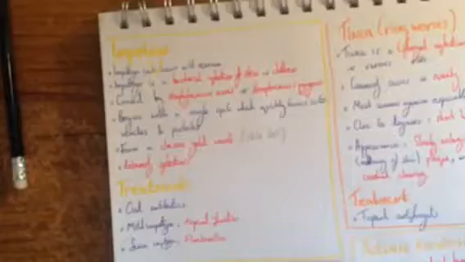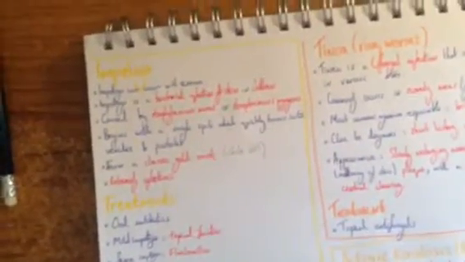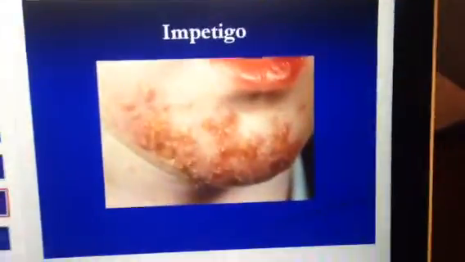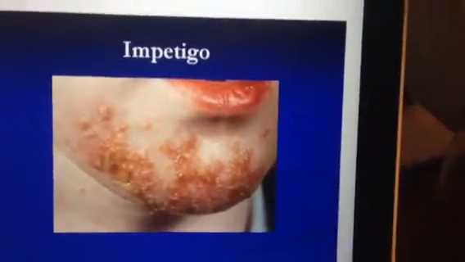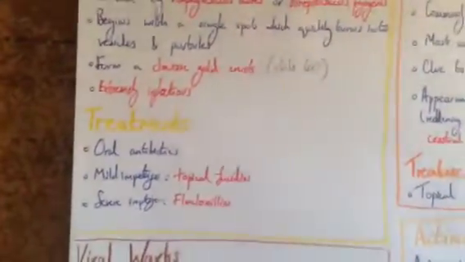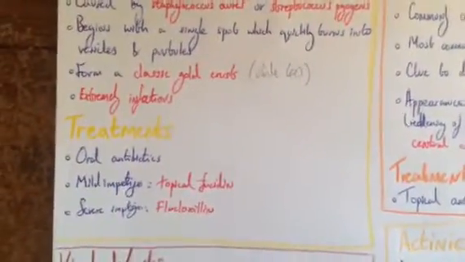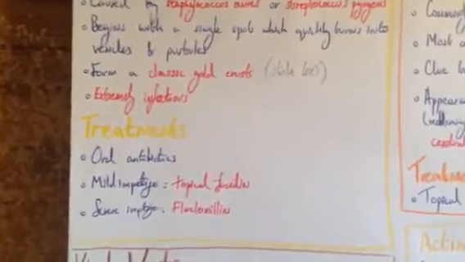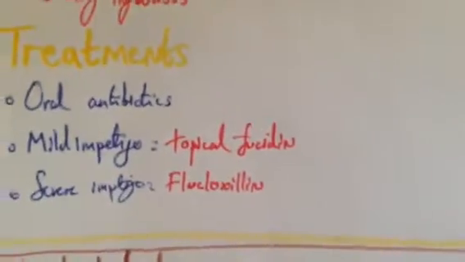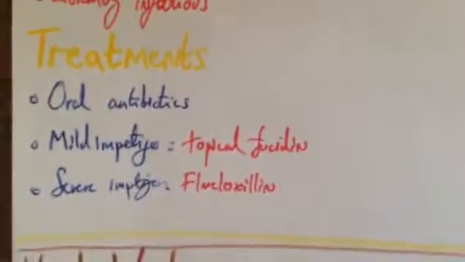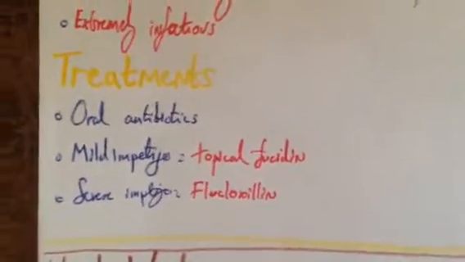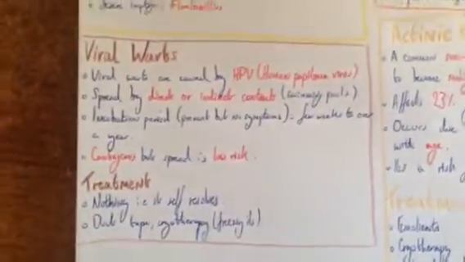So let's have a look at what impetigo looks like. As we can see from this picture, here is our classic gold crust, and it's extremely infectious. So the treatments are antibiotics. Mild impetigo we can treat with topical fusidic acid, and severe impetigo we can treat with oral flucloxacillin.